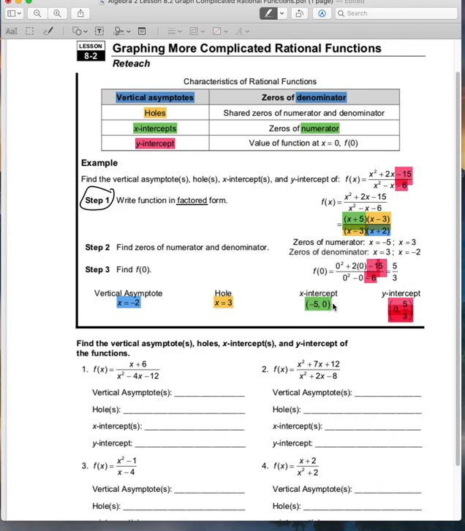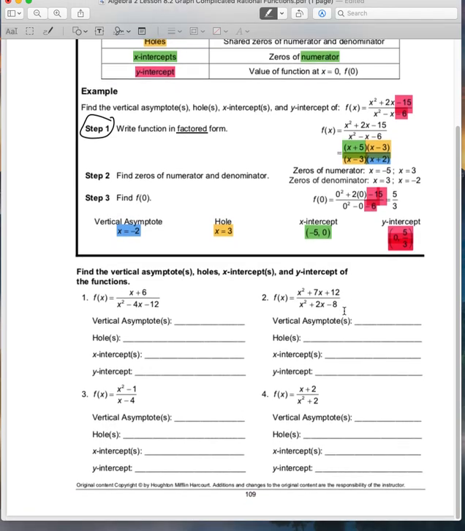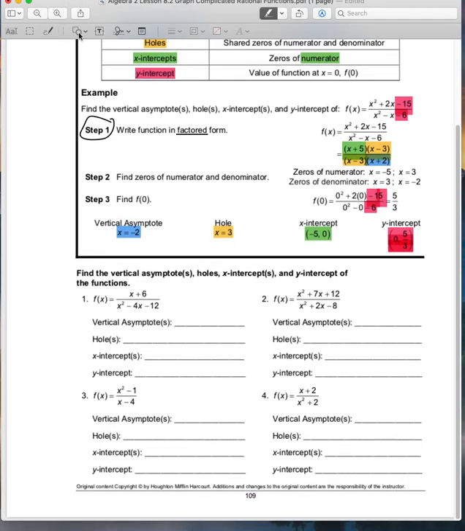So remember, the x-intercept's definition is that's when y is 0. The y-intercept's definition, that's when x is 0. That's the point on the graph where it crosses the x-axis and where it crosses the y-axis. So if we look at these examples, I don't know how good my writing is going to be here. Let's see. We're looking for a vertical asymptote.